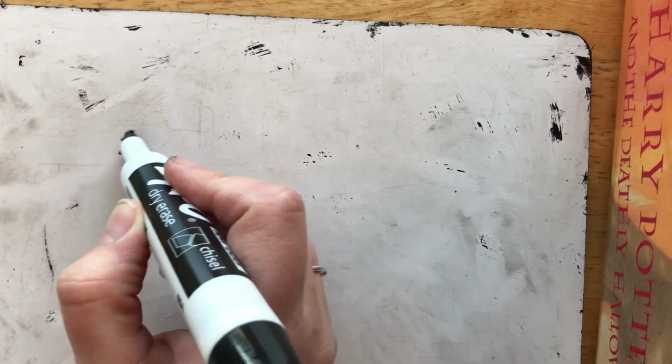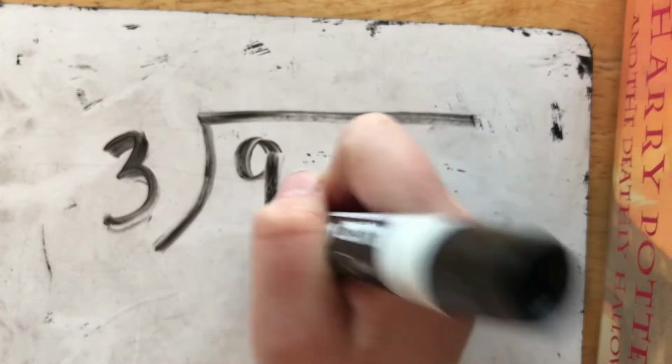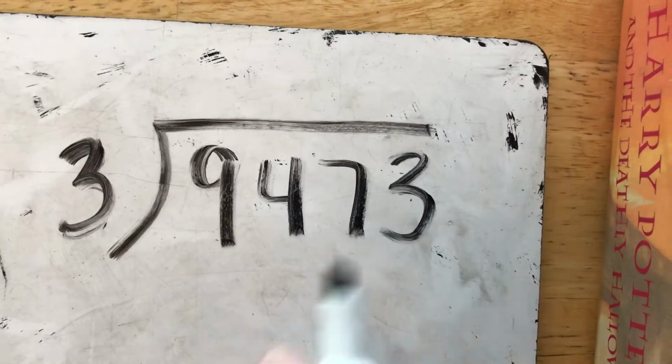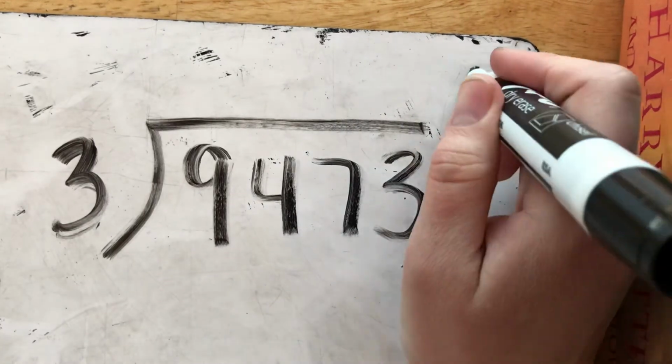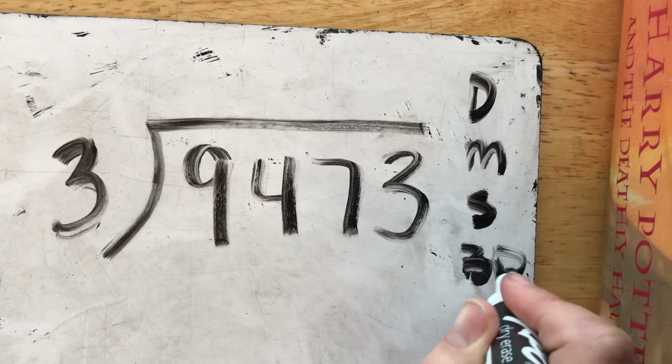So we're going to start with maybe 3 divided by 9,473. We still have our same steps of divide, multiply, subtract, and bring down.